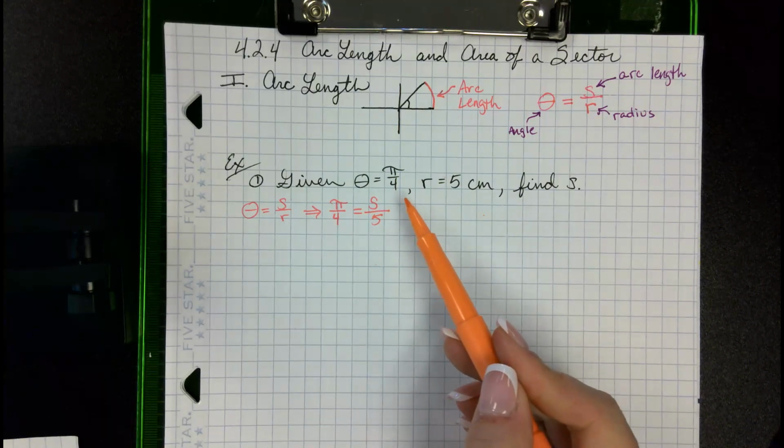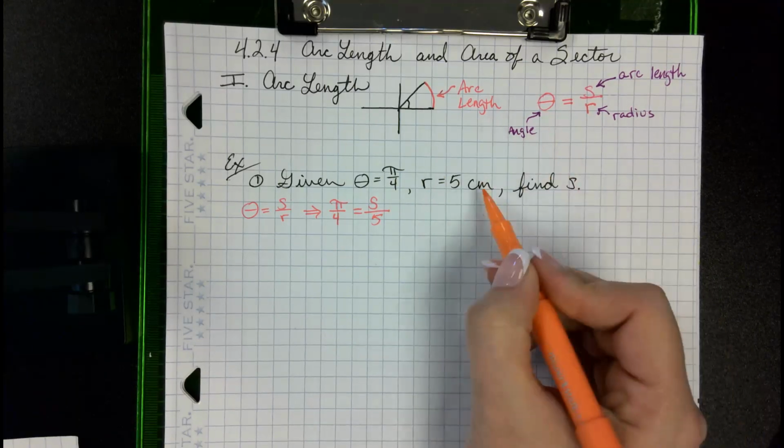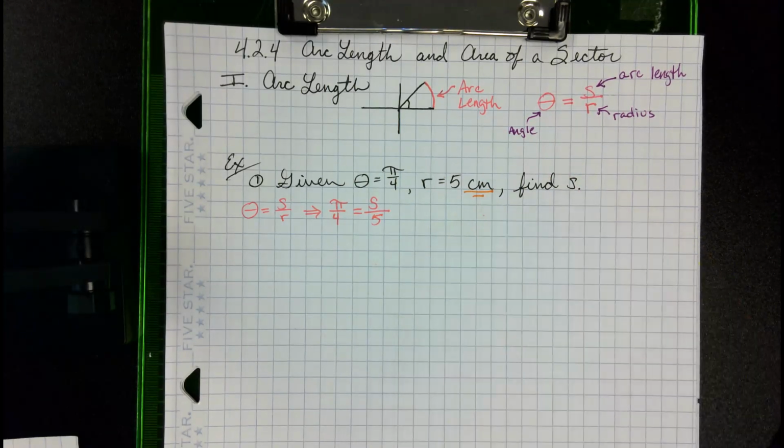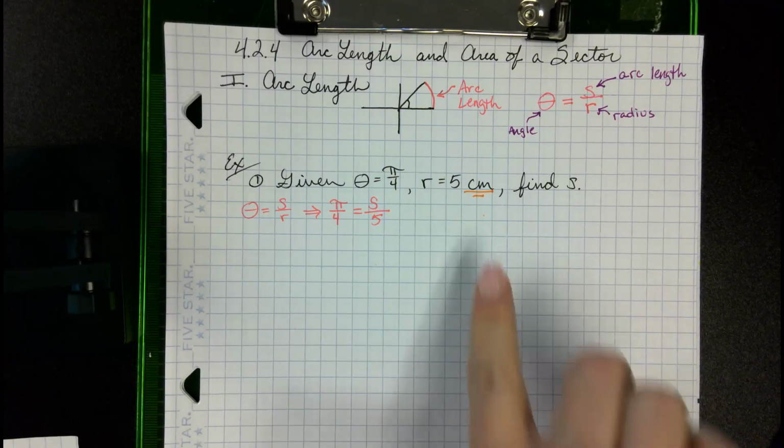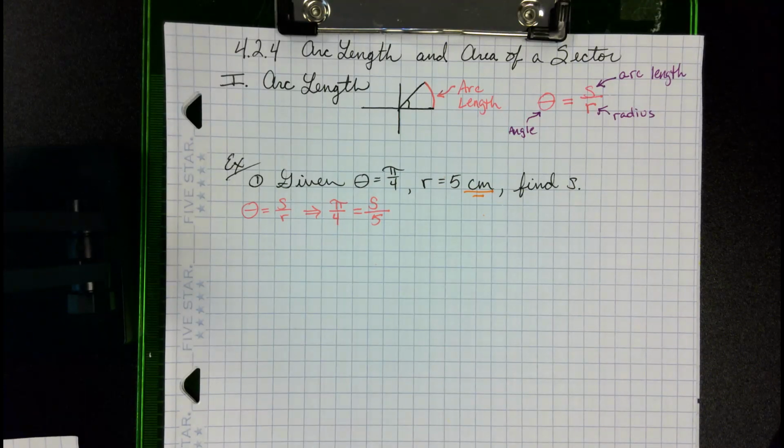Radians doesn't have a unit with it. And radius has centimeters with it. So that tells me my arc length will also be centimeters. So I'm not putting the centimeters in here. If you're someone who likes to do that and move it around together, go ahead. It's up to you. That's just your preference.